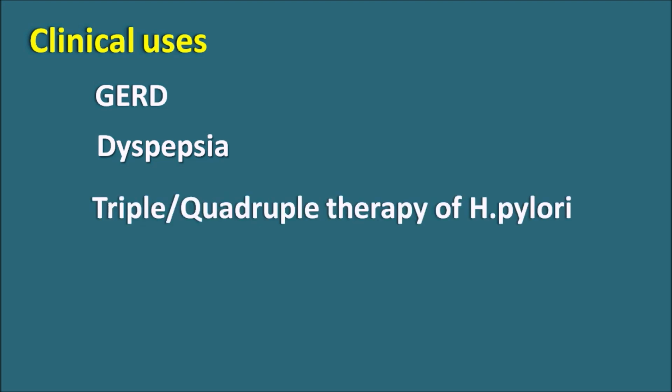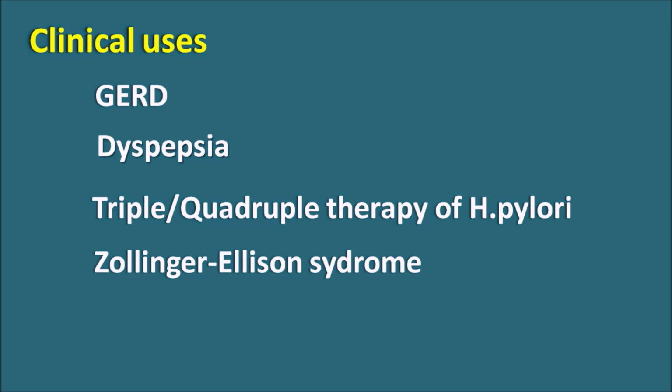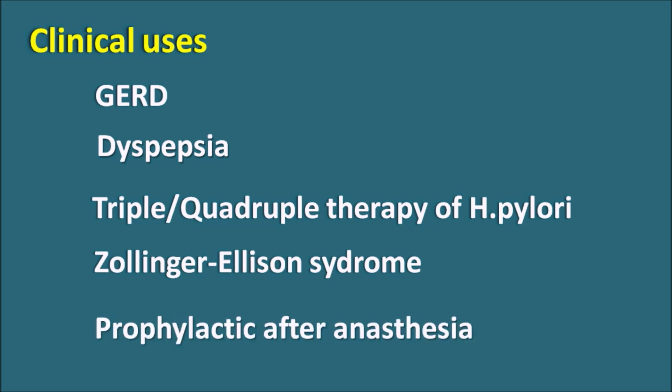And in the triple or quadruple therapy of the H. pylori infection, the pantoprazole is one of the components. And in the treatment of Zollinger-Ellison syndrome, it can be used. Similarly, pantoprazole can also be used as a prophylactic after the anesthesia, because in the anesthetic patients, after the aspiration, there may be an increase in the gastric acid secretion. In such situations, the proton pump inhibitors can be used. So that's about the pantoprazole.